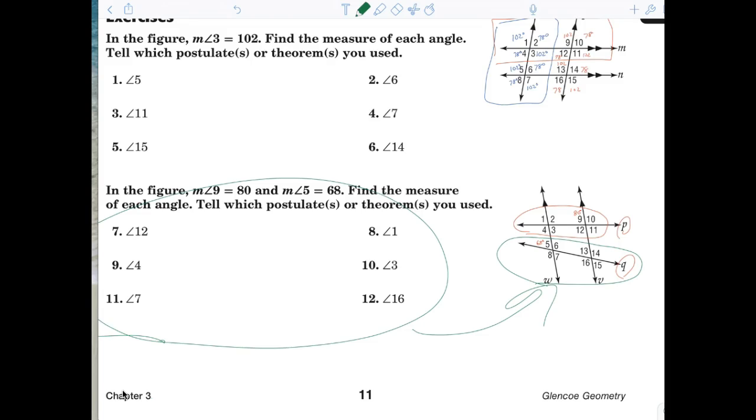Does everybody agree with me on that? All right, it's a very easy proof, and we're going to do all the proofs next week. I just want to get through this. All right.